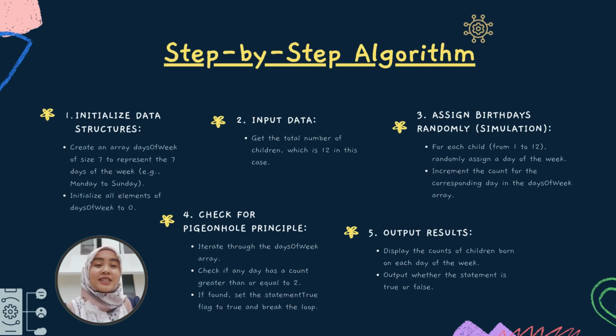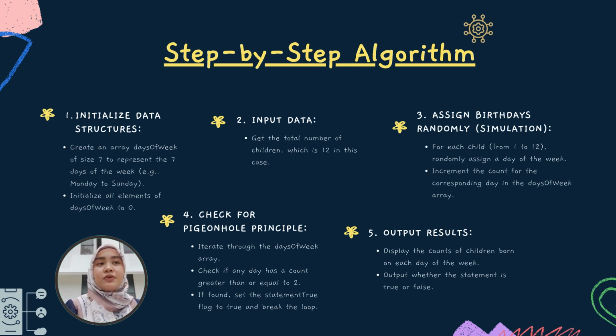I'm going to explain the step-by-step algorithm for this pigeonhole principle. So the first one, initialize data structure. Here, we need to create an array, days of week, of size 7 to represent the 7 days of the week, for example Monday, Tuesday, Wednesday, Thursday, and so on. The next one is to initialize all elements of days of week to 0.